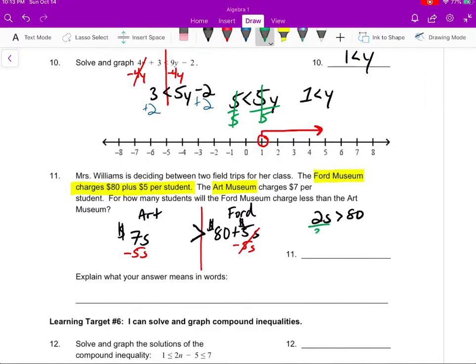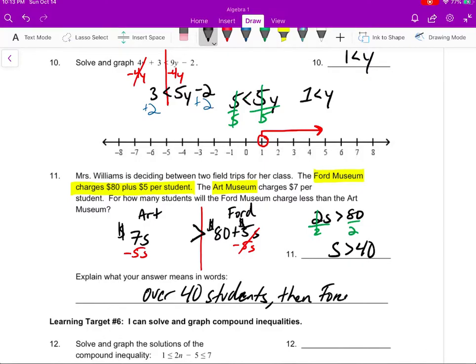Pretty quick math, I can already divide by 2, and so I would be left with my final answer: the students would have to be greater than 40 students. So what does that answer really actually mean? If S is talking about students, in words I could say something like, if there are over 40 students, then Ford is the cheaper option.